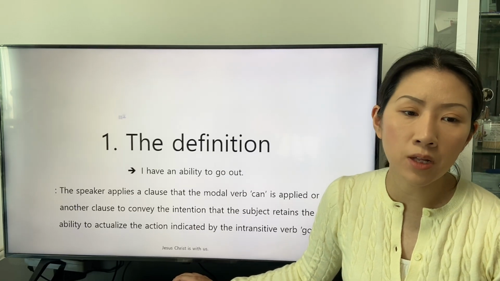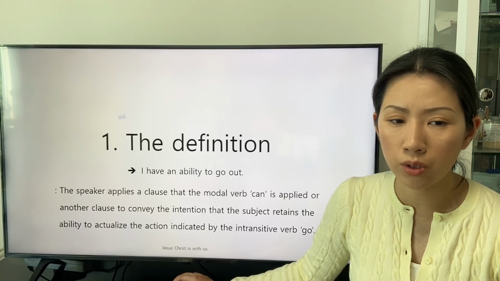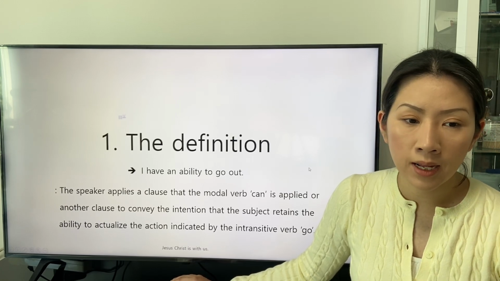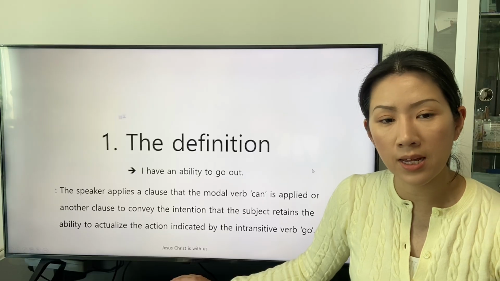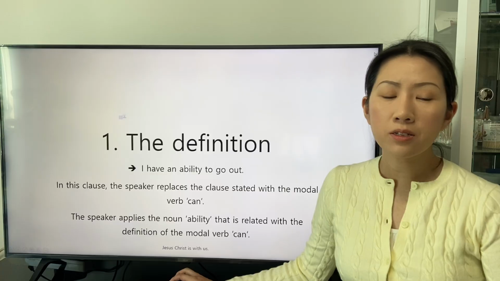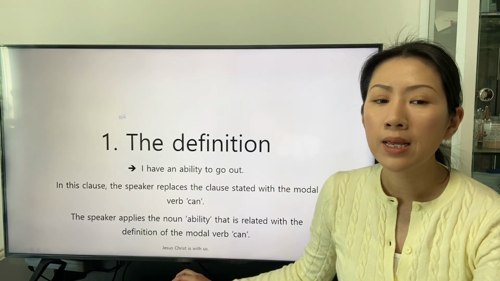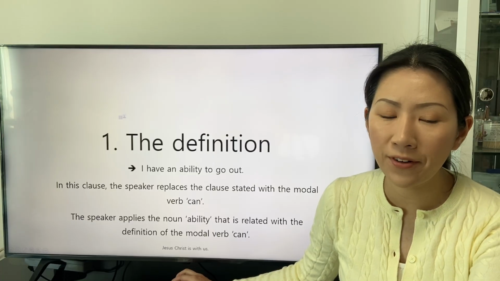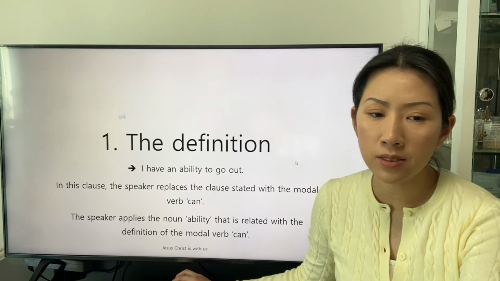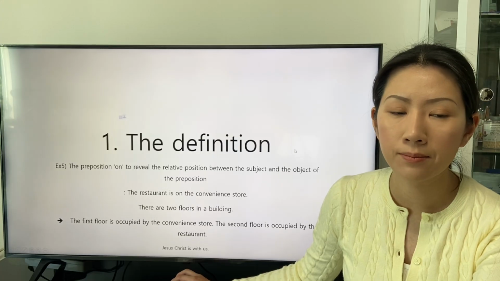The speaker applies a clause that the modal verb can is applied for another clause to convey the intention that the subject retains the ability to actualize the action indicated by the intransitive verb go. In this clause, the speaker replaces the clause stated with the modal verb can. The speaker applies the noun ability that is related with the definition of the modal verb can.